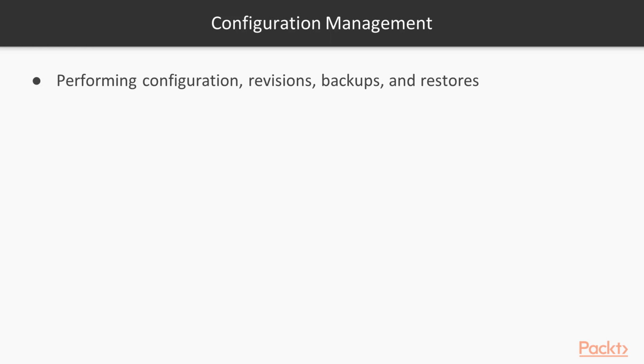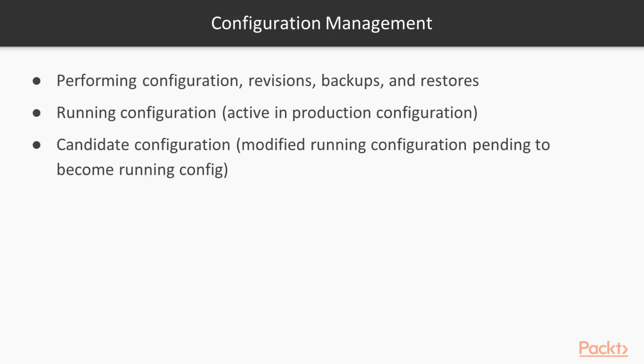We're also going to take a look at auditing. So you want to make some changes and you want to know what's the difference between what's running, what is the intention, or what will be changed once we commit the changes. We have two types of configs. We have the running config and we have the candidate config.